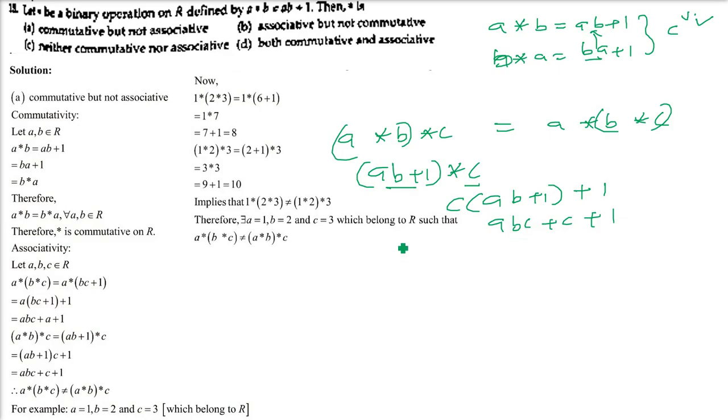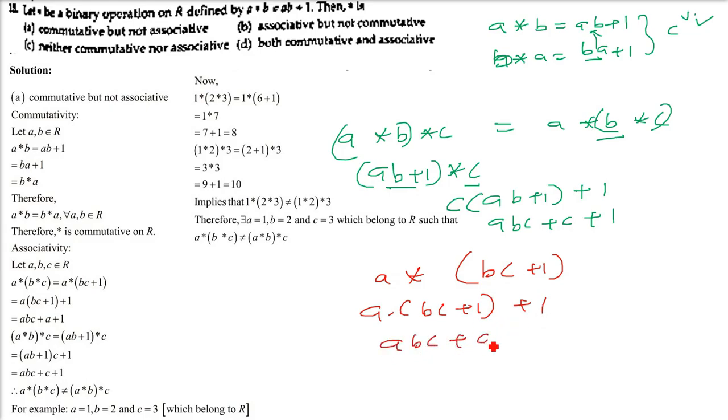Now coming to the second one. I'm just changing the color so that you know that we are doing bc first. So bc will be b into c plus 1. We will operate with a. So a into bc plus 1, plus 1. So abc plus a plus 1. ABC is there, 1 is there, but c and a are different. So this is not associative. So what is the answer? It is commutative but not associative. A is the correct answer.